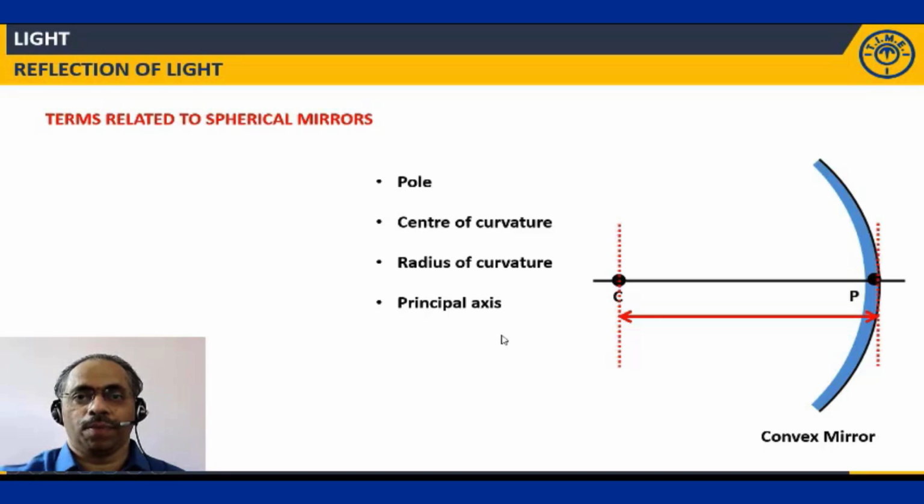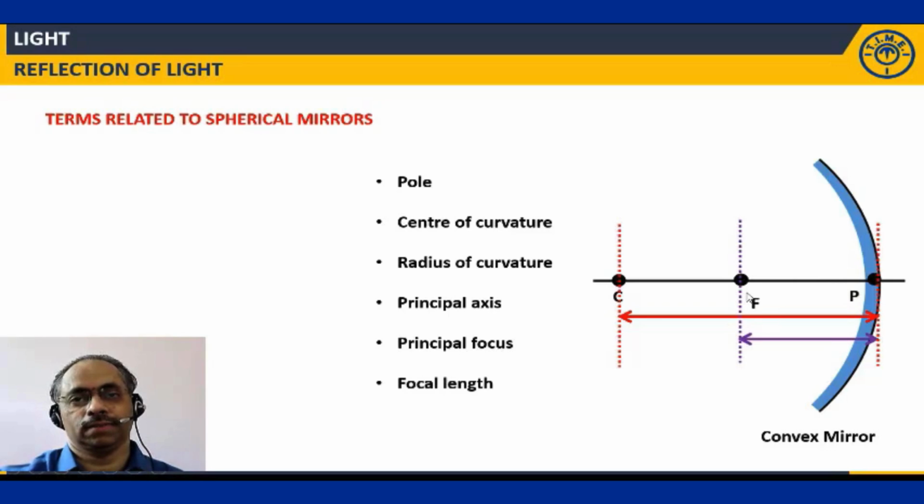Clear? Now there is one more point called the focus, that is the principal focus. The principal focus for a spherical mirror lies between C and P, the center of curvature and the pole of the mirror. Between these two, I will have the focus. One more distance we will consider is the distance between the principal focus and the pole. That is called the focal length.